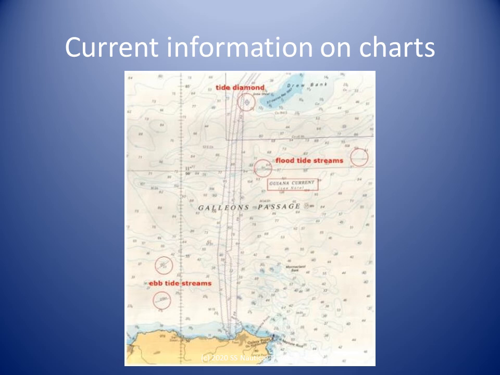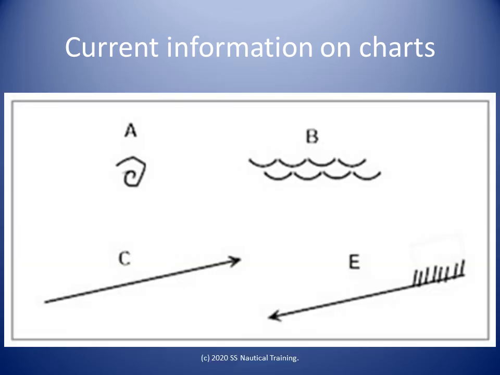This slide is the nautical chart of the area between Trinidad and Tobago known as the Galleon's Passage. There are arrows or vectors showing the direction and speed of tidal streams. The arrows representing flood tidal streams have feathers, and the arrows representing ebb tidal streams have no feathers. The diagram also highlights the chart note about the Guiana current. Additionally, there are symbols for races or overfalls.